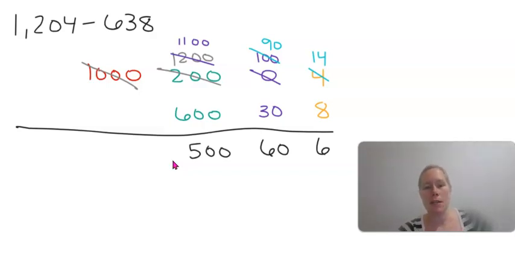And what we're going to do is recompose our number, I guess. So we're adding our hundreds, our tens, and our ones. So this is really 566.